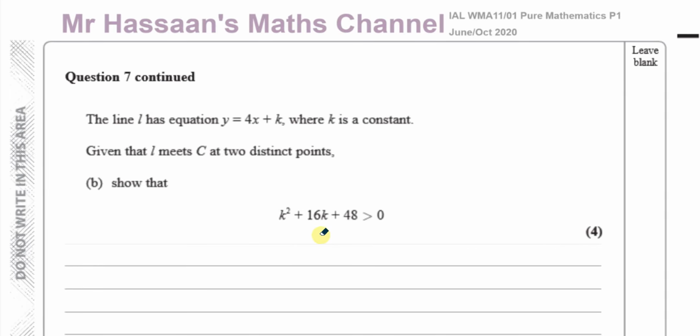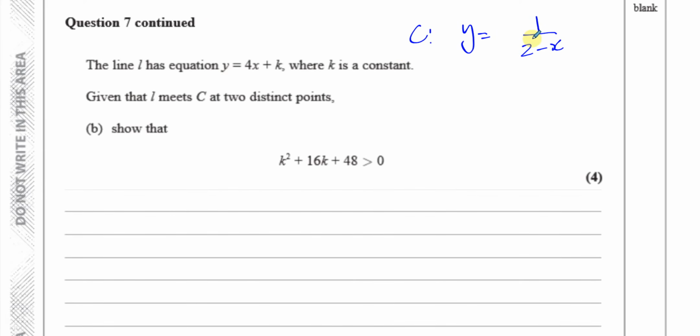Okay, now for part B. It says here the line L has equation y equals 4x plus k, where k is a constant. Given that L meets the curve C at 2 distinct points, show that k squared plus 16k plus 48 is greater than 0. So we have to solve the equation where the curve and the line intersect. They intersect when you solve them simultaneously. So you have y equals 4x plus k, and y equals 1 over 2 minus x, and we have to solve these two equations simultaneously.